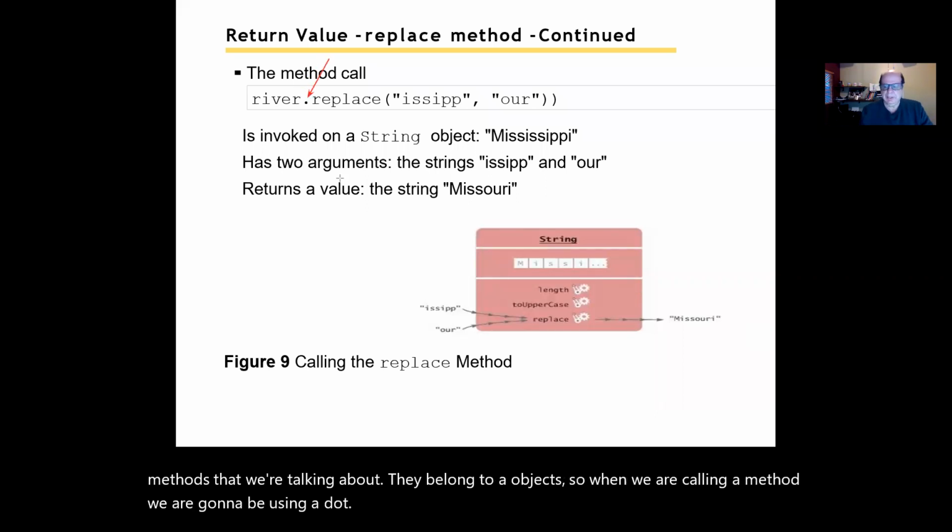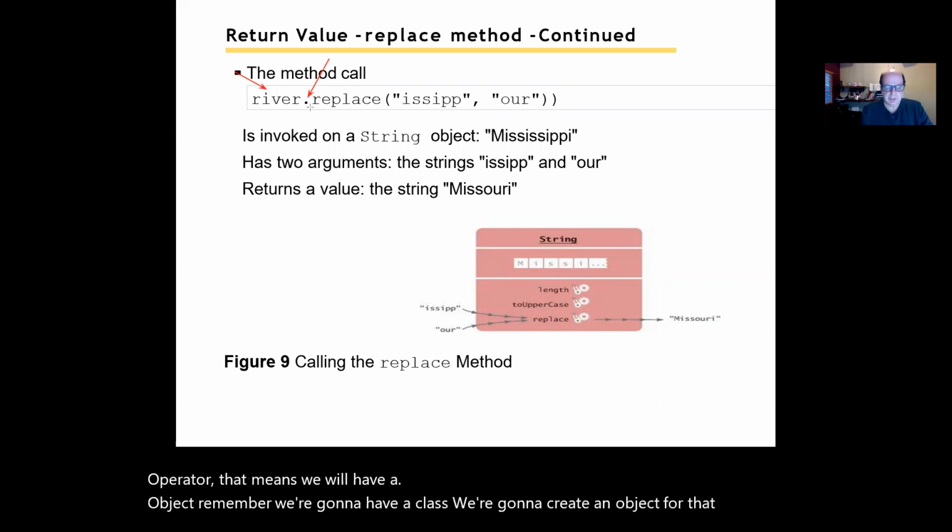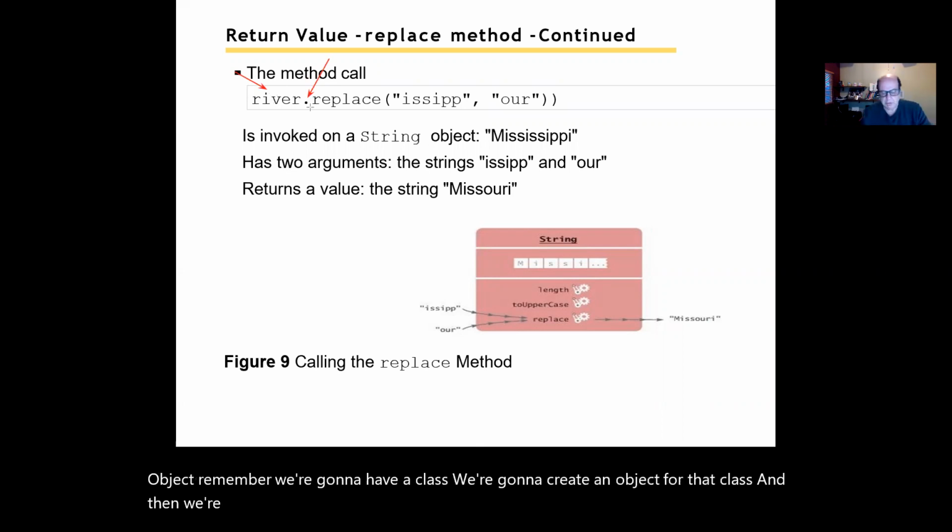That means we will have an object. Remember, we're going to have a class. We're going to create an object for that class, and then we're going to execute the method for that object. The method is coming in from the class. When you're creating an object, it's going to come to it.